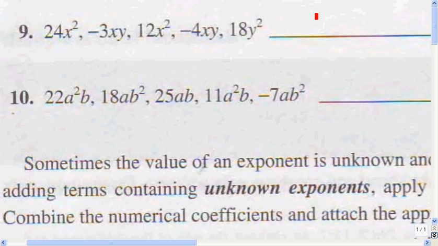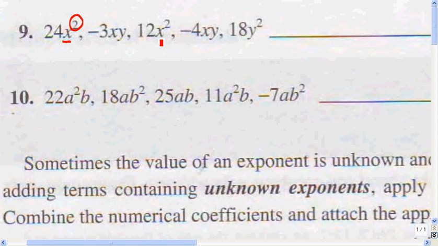Okay, here we have some more of the same thing. We have 24x squared minus 3. Well, they switch it up on you because you notice that the variables and the exponents aren't the same anymore. You're going to have to figure out which ones are like terms and which ones aren't. To figure out which ones are like terms, we look at the variable, and then you look at the exponent, right?